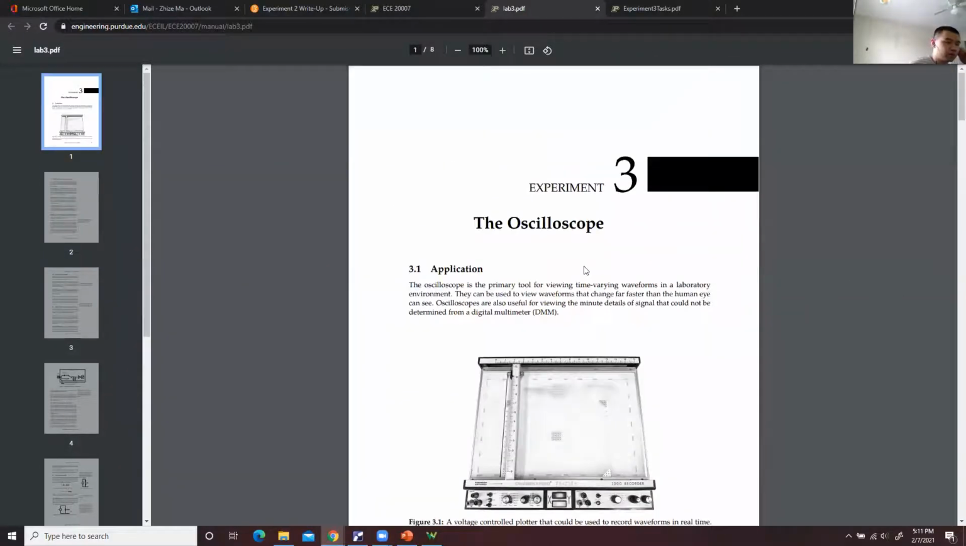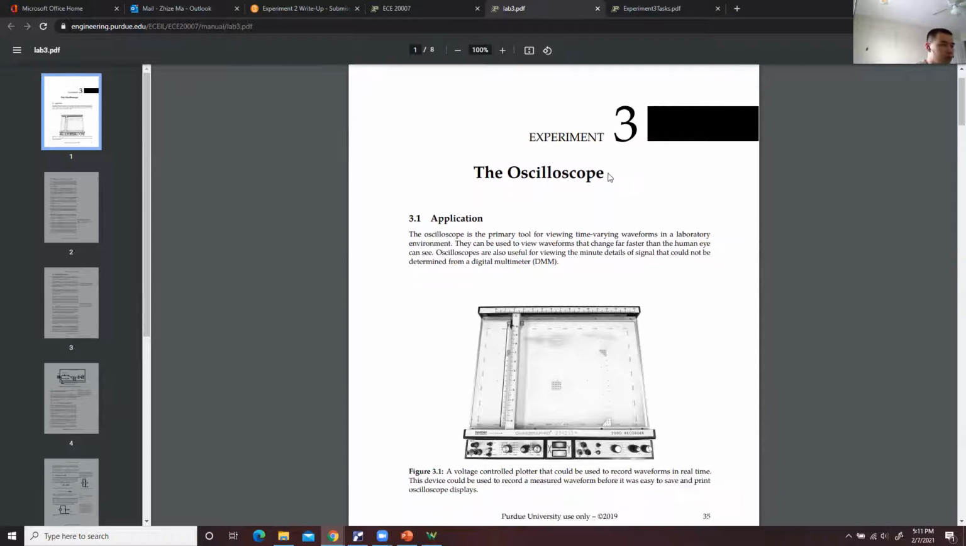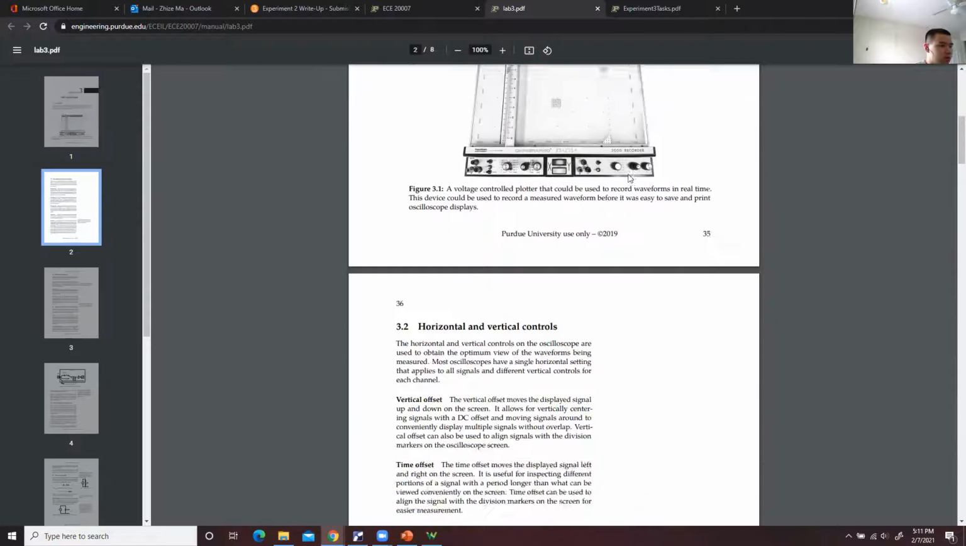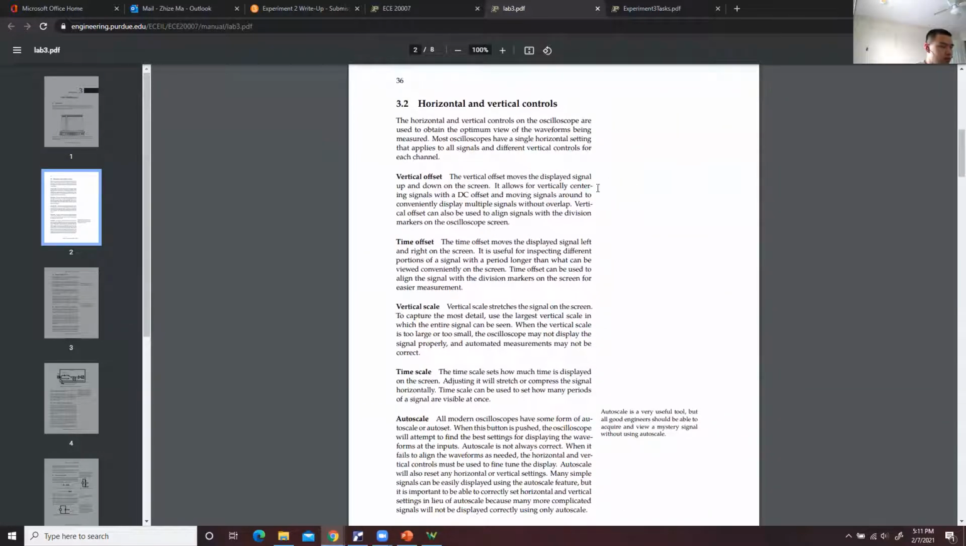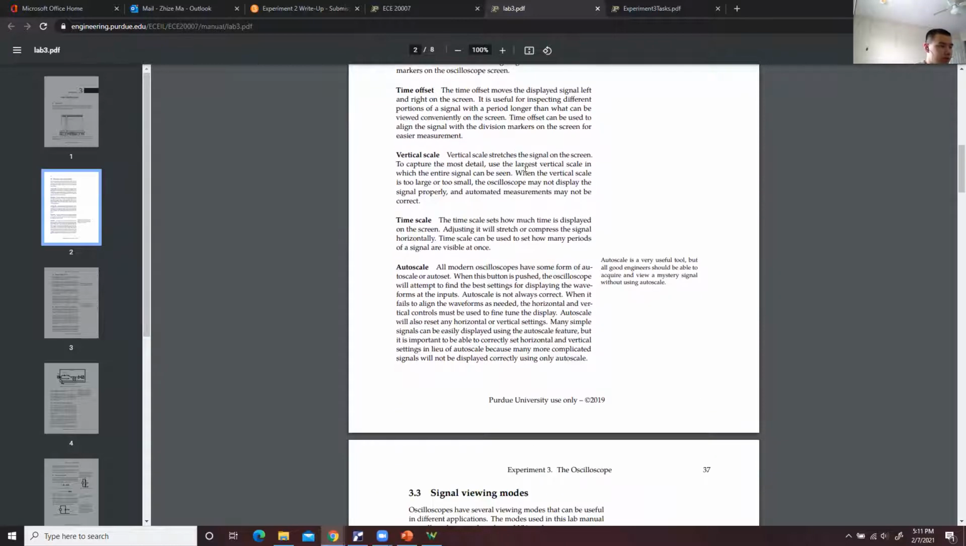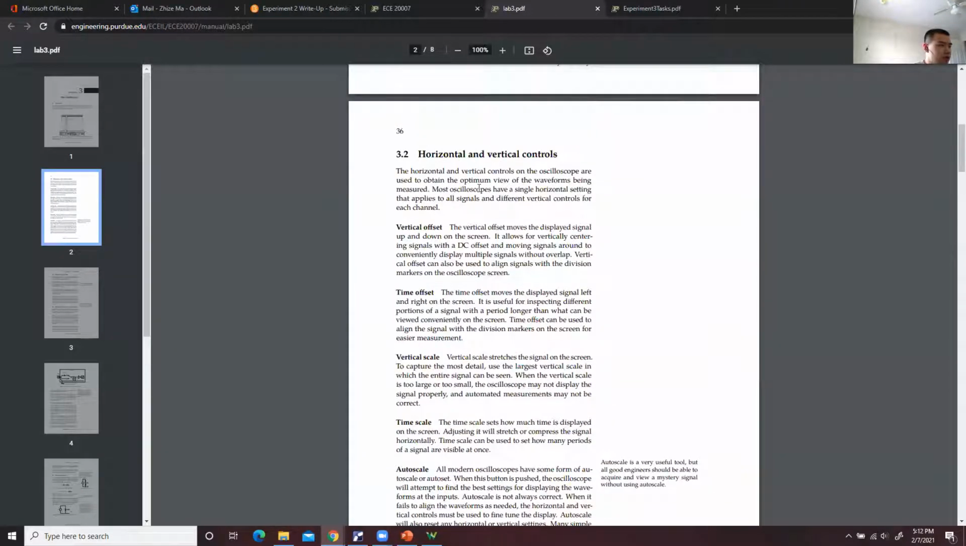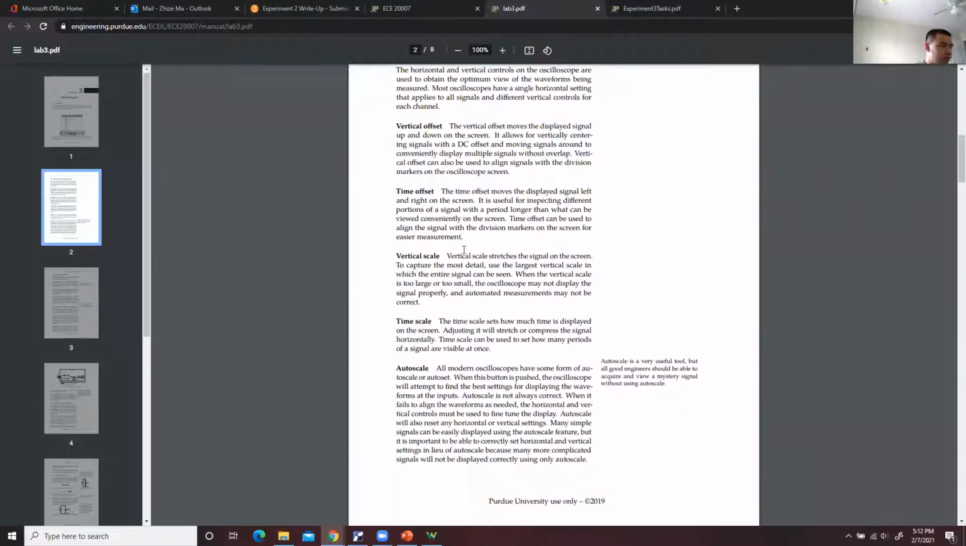Okay, all right, everyone. Welcome to Experiment 3, the oscilloscope. In the last experiment, you already studied how to generate the AC signal. In today's lab, you are going to use the oscilloscope to detect the AC signal. I'm not going to read through the lab manual. You should already check this before you come into the lab.